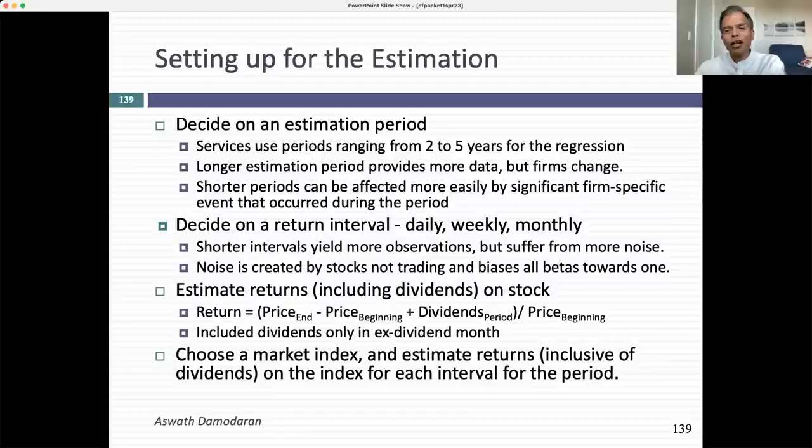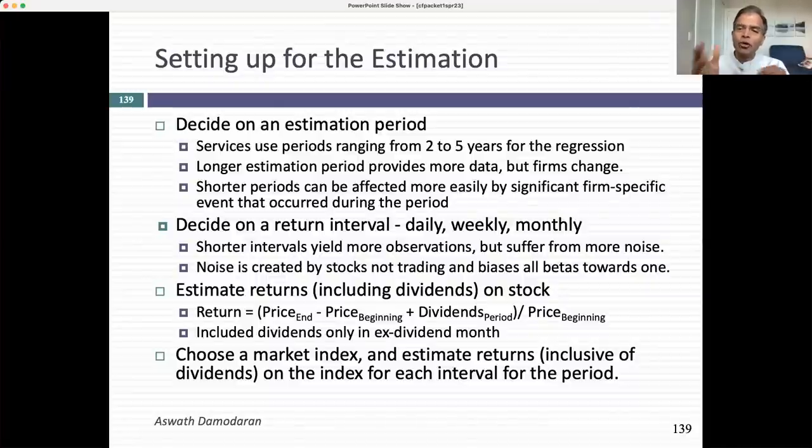If you don't go back far enough, you don't have enough data. So most services use between 2 and 5 years to run the regressions. 2 is actually the more common one. If you've had a chance to look at a Bloomberg terminal, a Bloomberg beta for a company is always a 2-year beta. 2 to 5 years is the most common choice. So that's the first thing. How far back do I go?